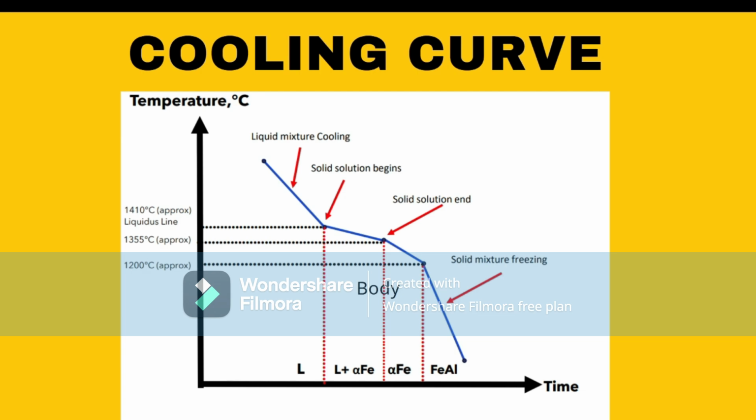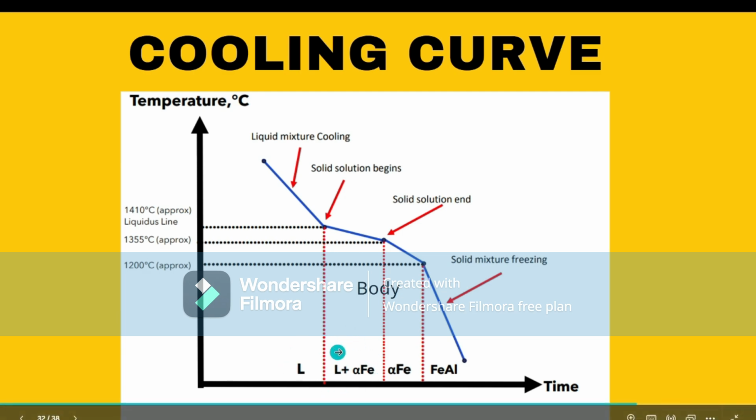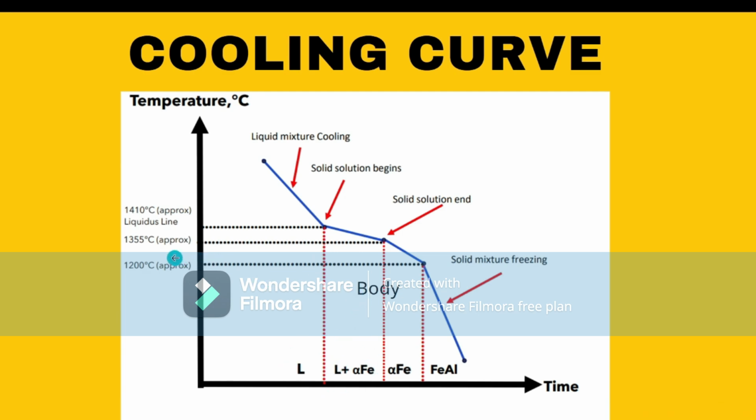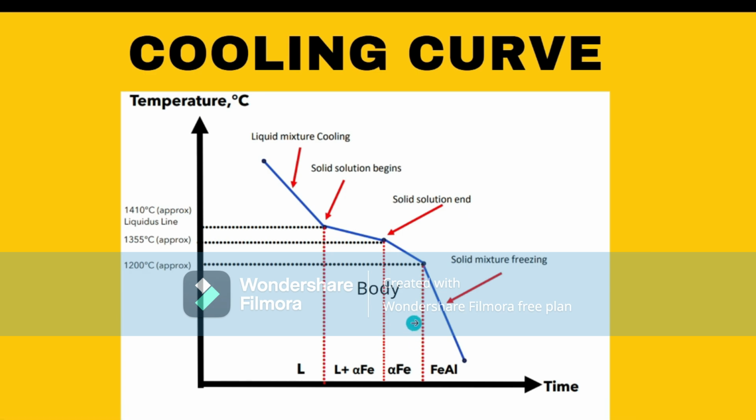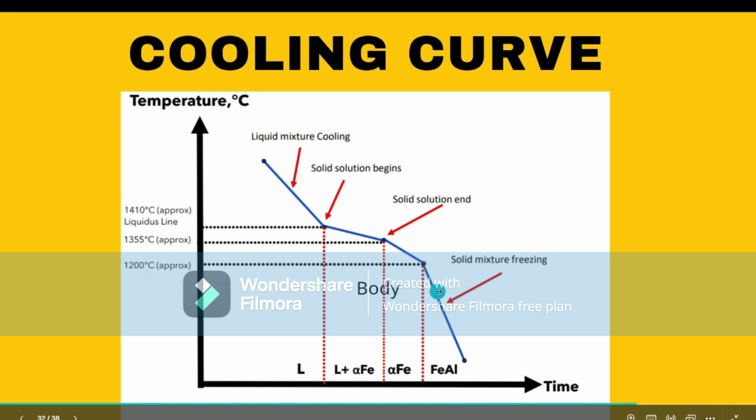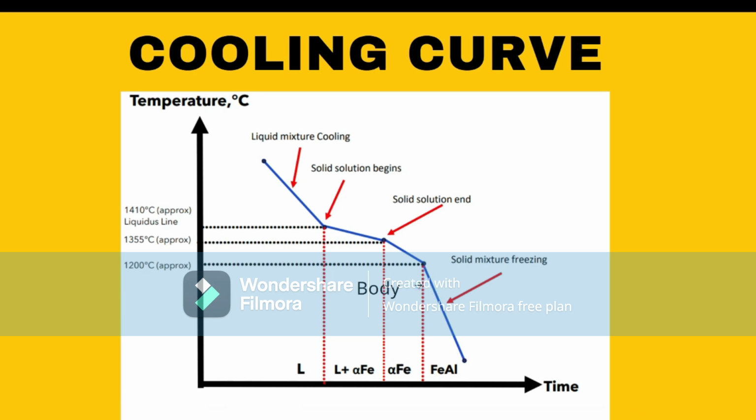That means the microstructure will contain these two phases, and when it reaches 1355 degrees Celsius, all the liquid will transform to the alpha ferrite. That means the microstructure will only contain the alpha ferrite. That's stage 3, and then we come to stage 4. When the temperature is lower than 1200 degrees Celsius, the alpha ferrite will start to transform to aluminum and iron, and the composition will contain 25% aluminum.